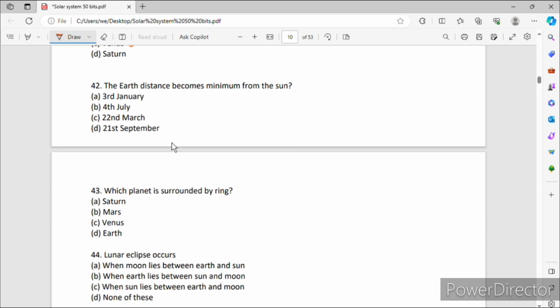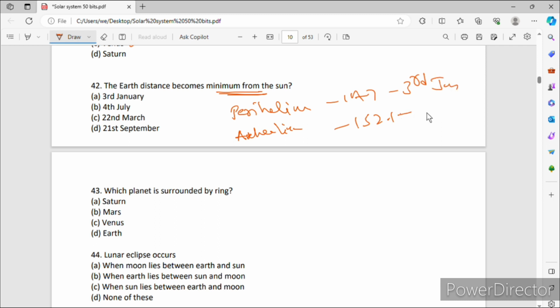Okay, see the next question. The earth's distance becomes minimum from the sun. Minimum distance is called perihelion, and maximum distance is called aphelion. Perihelion is around 147 million kilometers, and aphelion is 152.1 million kilometers. Perihelion happens on 3rd January, and aphelion on 4th July. So 3rd January is the minimum distance from the sun. So option A is correct.